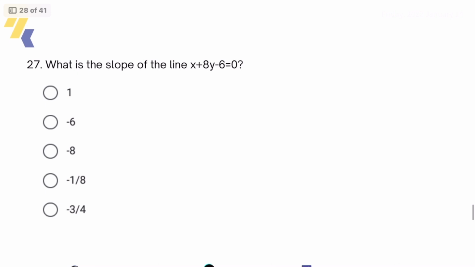Okay, so for number 27, ayan. What is the slope of the line x plus 8y minus 6 equals 0? So remember that the equation of a line is y is equal to mx plus b, where m is the slope and b is the y-intercept.